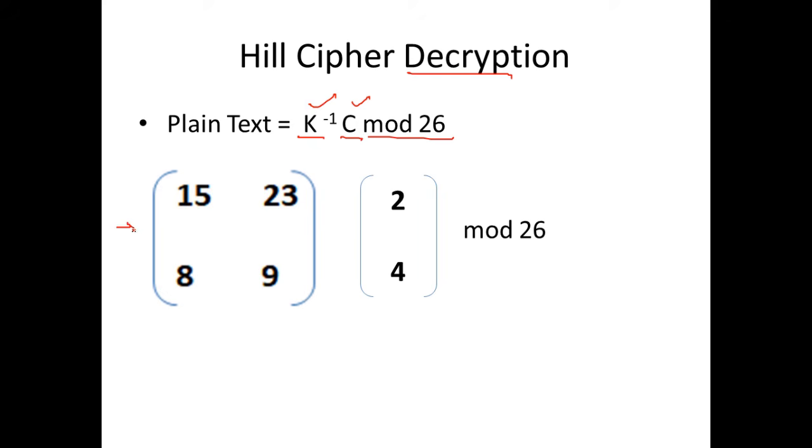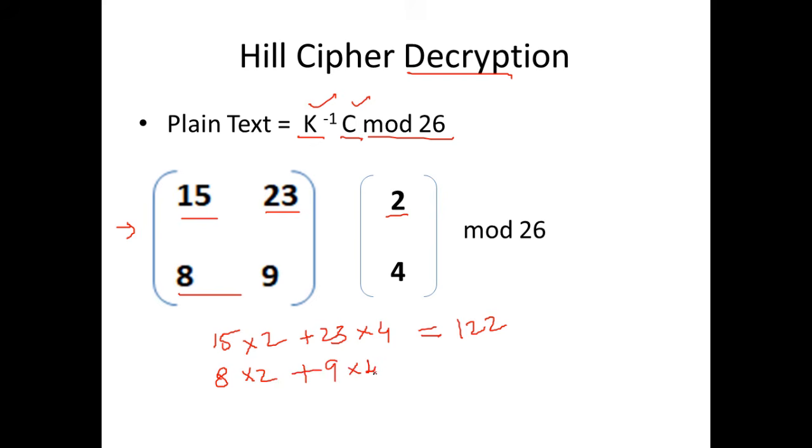Let's finish this computation. So how will you compute the result here? It is nothing but 15 into 2 plus 23 into 4. The result is 122. So now let's go to the second row and multiply it here. So it is 8 into 2 plus 9 into 4. So what is this result? This is nothing but 52.